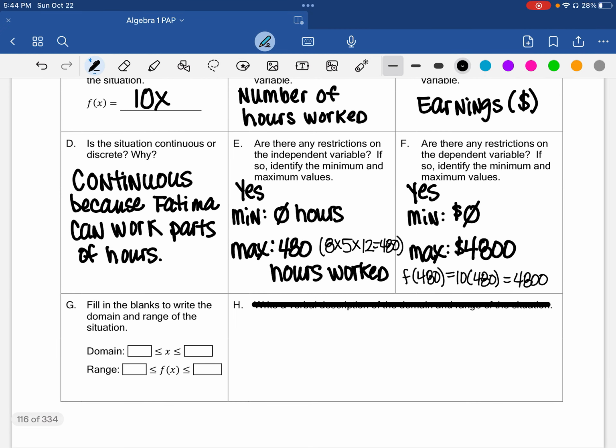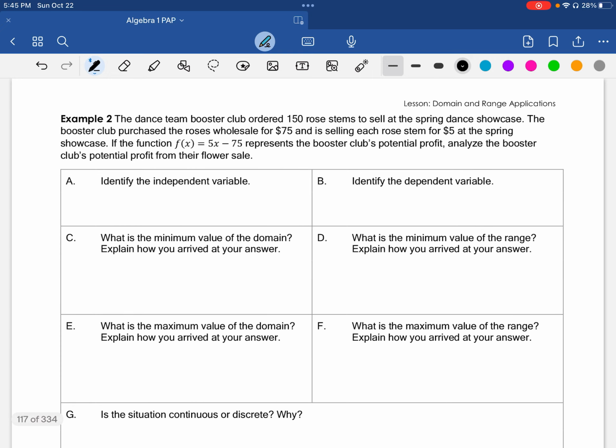Now, taking the time to do this is going to allow me to do my domain and range. My domain is going to be the hours, so it's going to go from 0 to 480. My range is going to be my money, my earnings, and so it's going to go from 0 to 4,800. Just as a reminder, remember f of x, my function notation, is just a way for me to write y, my y values. All right, let's go ahead and look at example 2.